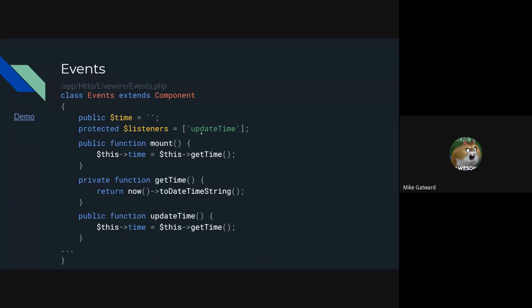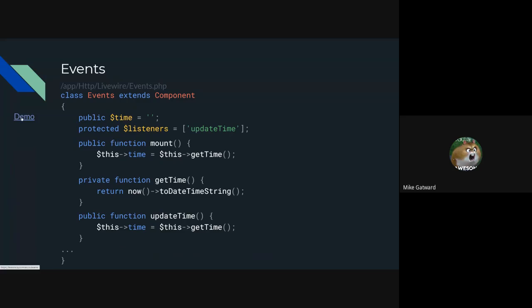There's a couple of different ways that we can do this. If our event name is the same name as the function that we're going to call, then we just define the event name. If the event name is different to the function that we wanted to call, so for example, if our event name was update time, but our function was called do update time, then we would say update time as the key, and the value of that array element would be do update time. So we can have them different if we want them to. And we'll get on to what mount is on the next slide.